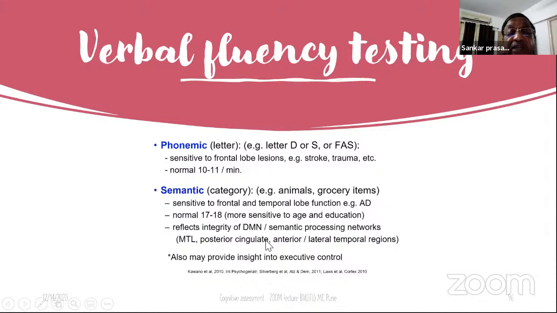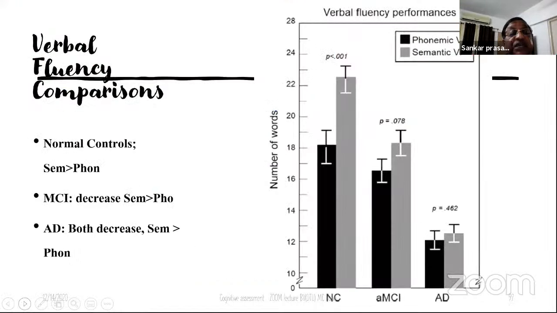So this is the posterior cingulate, the medial temporal lobe, anterior and lateral temporal regions, if they are intact, the semantic category. So semantic dementia is anterior temporal lobe, right? That's the message you should take. And you can see the normal controls. Semantic is better than phonemic. In MCI, decreased semantic than phonemic, and in AD, both semantic and phonemic are decreased.